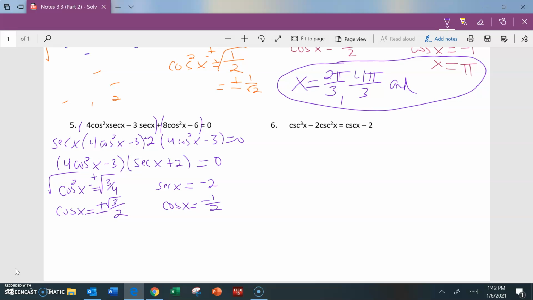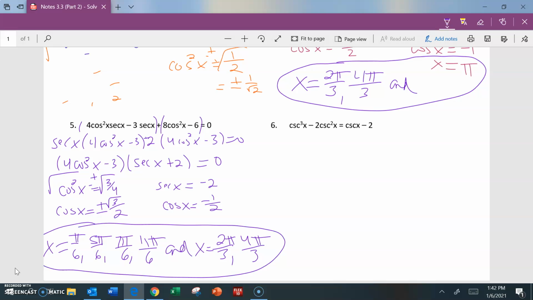Once again, we're not using our calculator, so if you still need to look at the picture of the unit circle, we actually have 6 answers. When will the cosine of x equal positive or negative radical 3 over 2? That's going to be at pi over 6, 5 pi over 6, 7 pi over 6, and 11 pi over 6. And when will the cosine of x equal negative 1/2? That happens at 2 pi over 3 and 4 pi over 3. So that's where we're getting 6 answers. Remember, there are infinitely many answers, but we're only looking at our range of 0 to 2 pi.